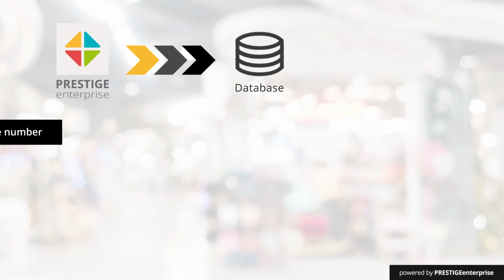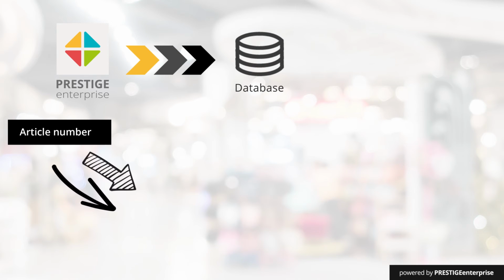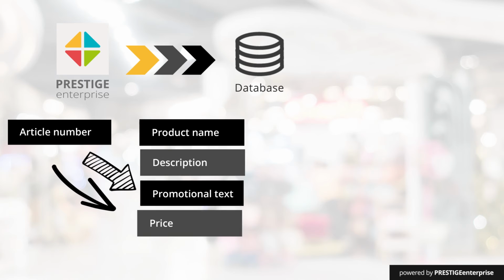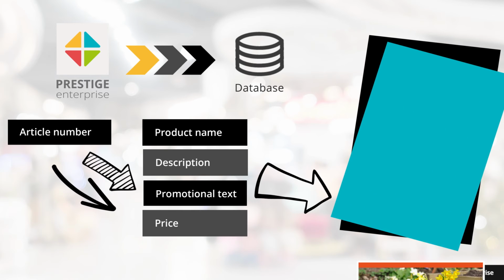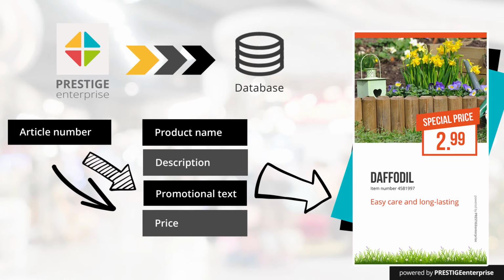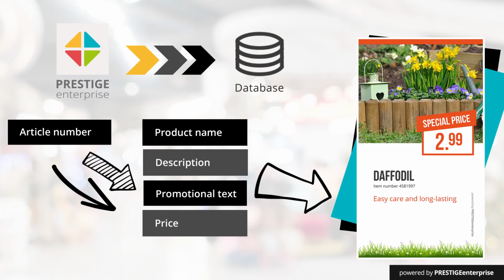If you connect Prestige Enterprise to your merchandise management system or a marketing database, your template is automatically filled with all article information by entering the article number. Take advantage of the many different design options, maximize flexibility and the greatest possible automation for a uniform appearance.